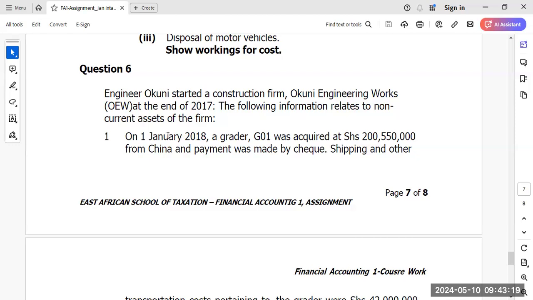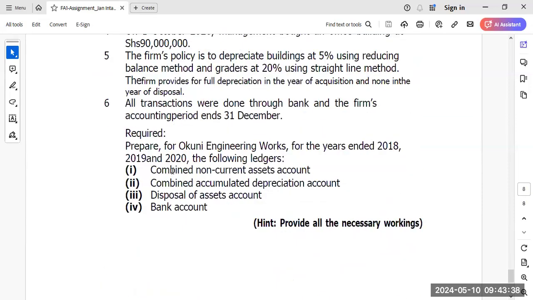What are the assets in this question? Then what are the costs you're going to capitalize in this question? What is the time of purchase? What is the time of disposal? What is the method of depreciation? So that is the reason why you need to first understand the question clearly. And you need to know, actually, when are you preparing your ledgers? We are interested in the years ended 2018, 2019, and 2020.